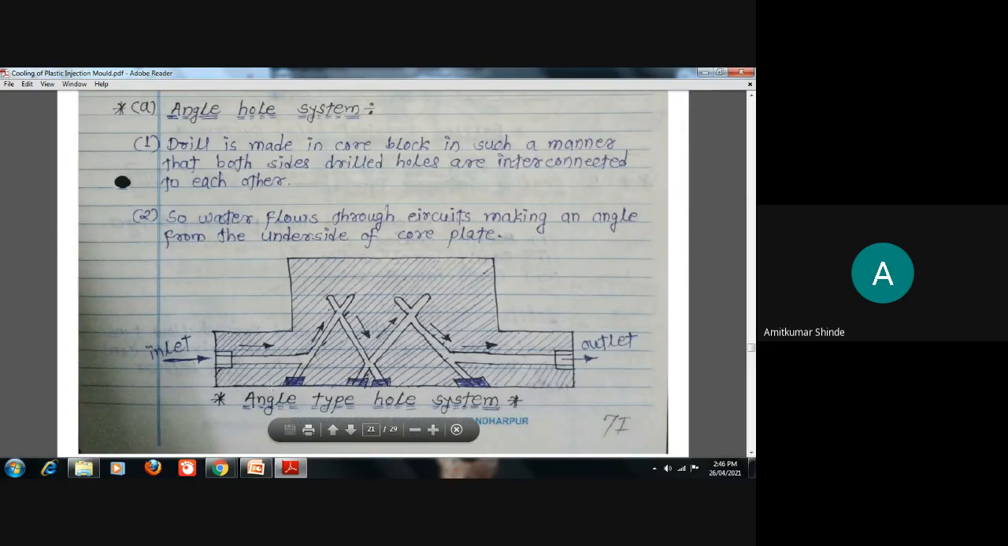This is the core plate, and in that core plate only we are drilling these holes. These holes are interconnected in such a way that whichever water or cooling fluid is entering, it will make the angle to the underside of this core plate. This is termed as angle type hole system. In the core block we are making the holes and these are interconnected, and the working fluid while flowing through it will make the angle.